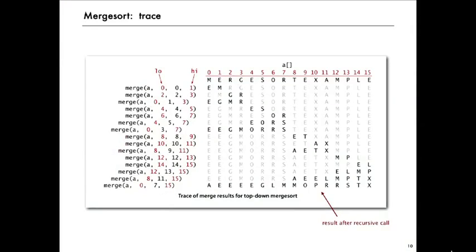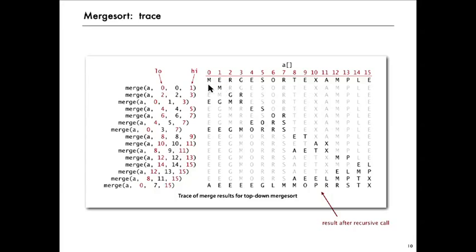Here's a trace of what Mergesort does, and if you haven't studied a recursive program before, it's worthwhile studying this thing in some detail. This gives exactly what happens during each of the calls to merge. We start out with a big problem to solve, but we divide it in half, then we divide that one in half, and then we divide that one in half.